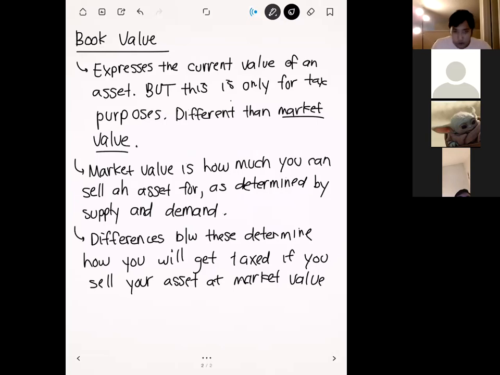Okay. All right. So let's go over the three situations. And so situation one. In the first situation, this is a case when you sell an asset for higher than its book value, okay? And what we call this in tax terms is called depreciation recapture.